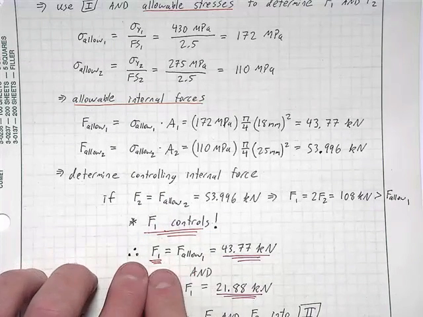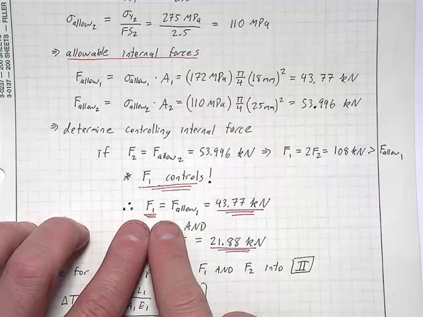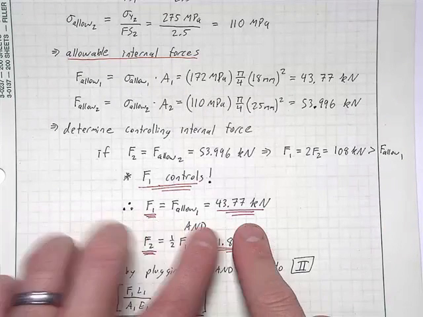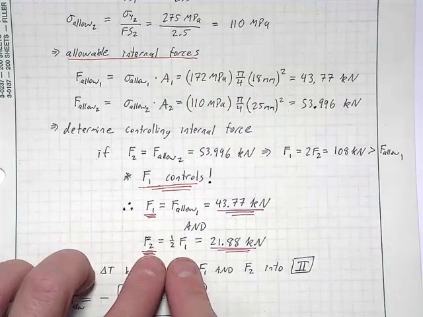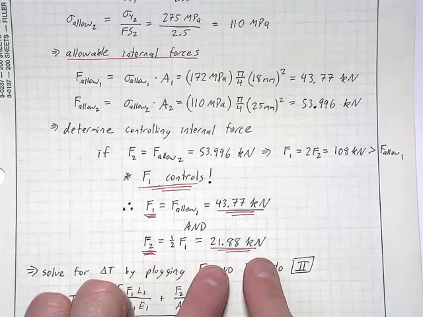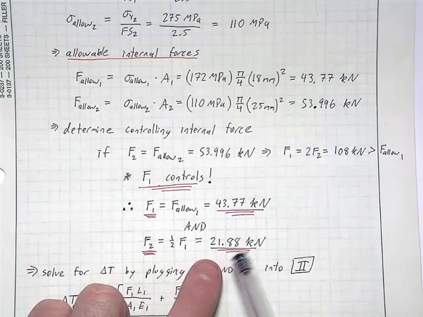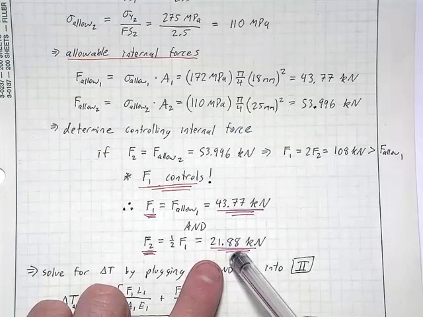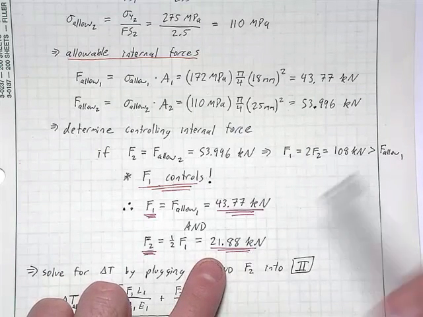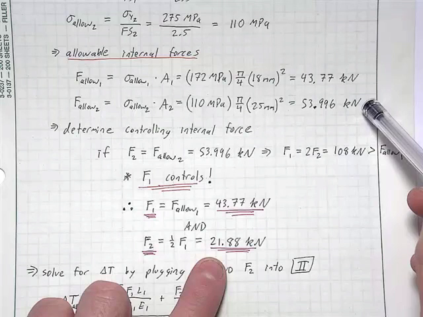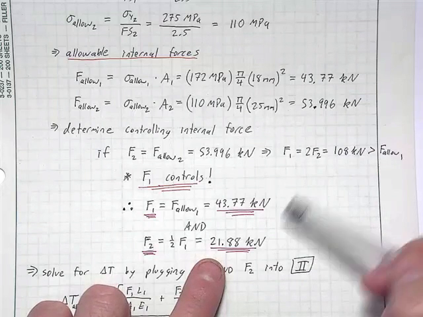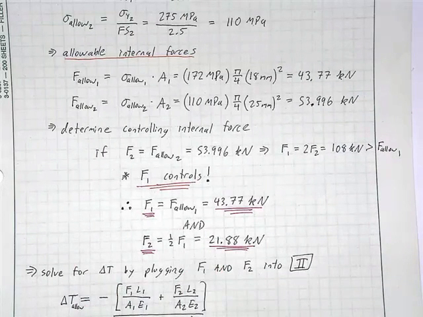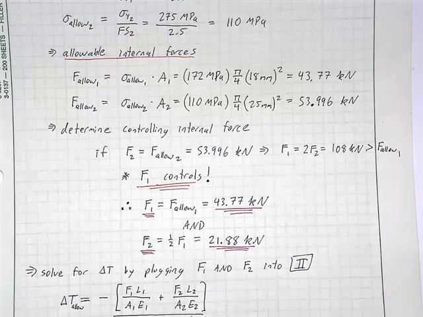All right. So F1, we set that equal to its allowable load. Calculate what F2 is from our equilibrium result. Now this is fine, right? So this is the associated internal force in 2, and it's much lower. It's less than half even of its allowable load. Okay, so this means that F1 controls the system, and here are our internal forces.